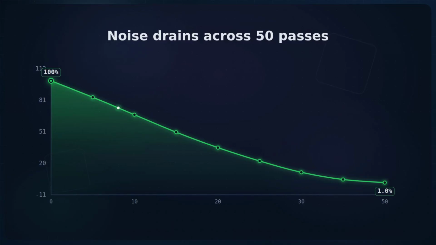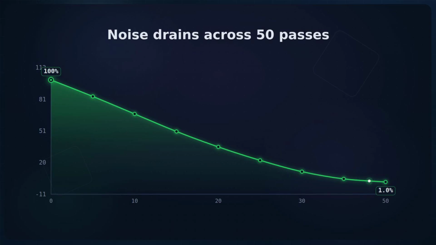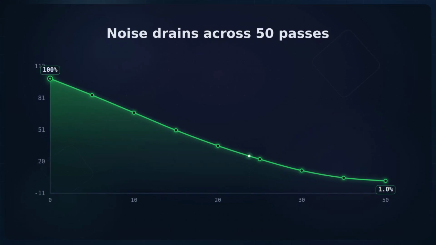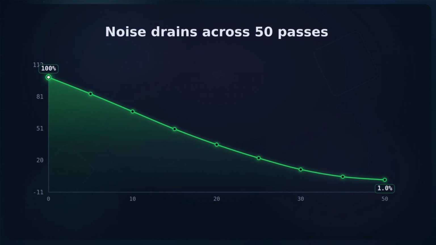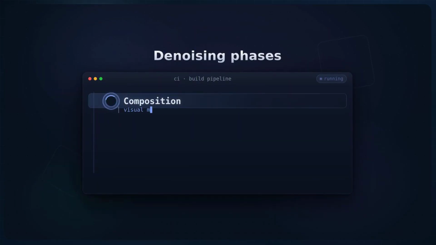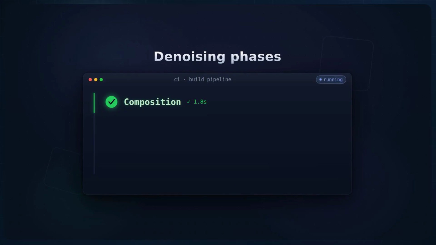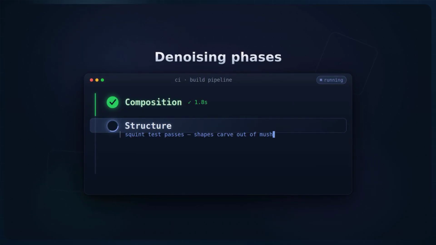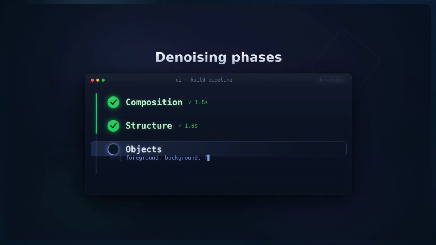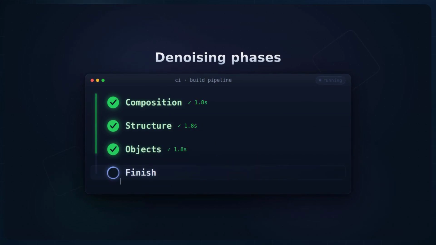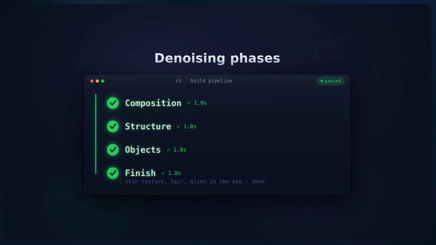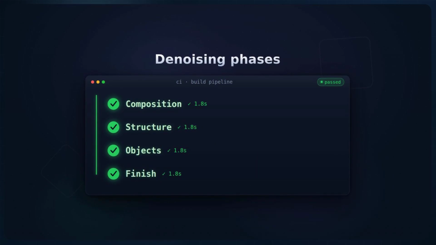The order in which an image is born is fascinating. The earliest steps settle the big questions, where the visual mass sits and which regions stay dark or bright. Squint at the canvas a third of the way through, and the composition is already locked, even though everything is still mush. The middle steps carve out shapes and objects. The final steps are pure finish work, skin texture, the glint in an eye.